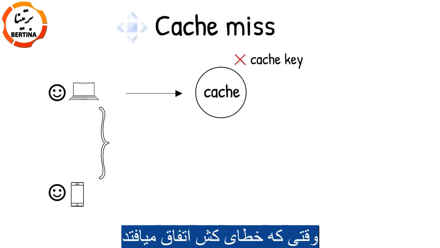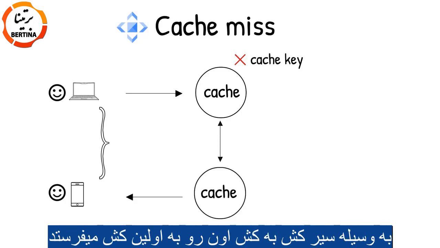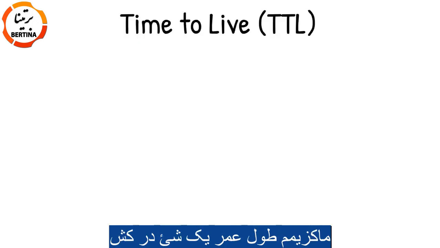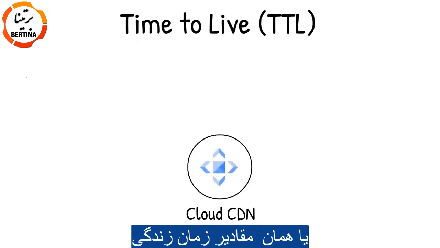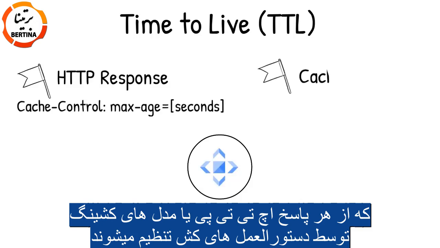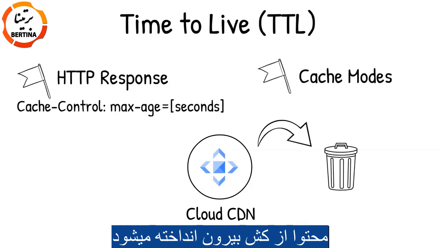When a cache miss occurs, the Cloud CDN might attempt to get the content from the nearby cache. If the nearby cache has the content, it sends it to the first cache by using cache-to-cache fill. Otherwise, it just sends the request to the origin server. The maximum lifetime of the object in cache is defined by the TTLs, or time to live values, set by the cache directives from each HTTP response or cache mode. When the TTL has expired, the content is evicted from cache.